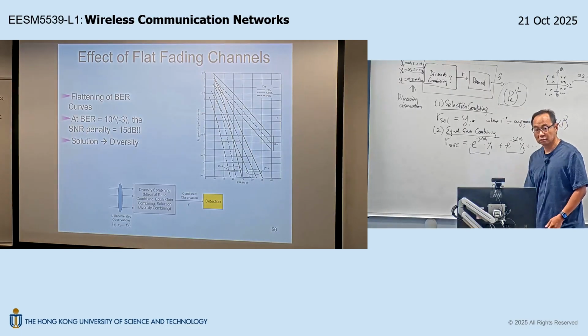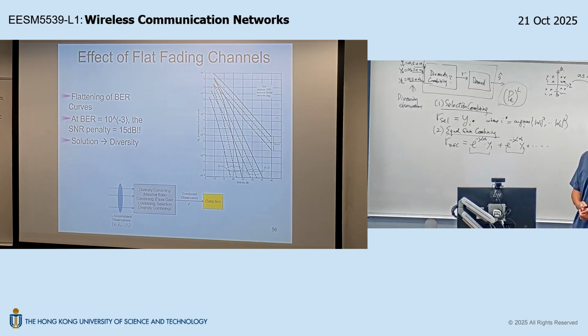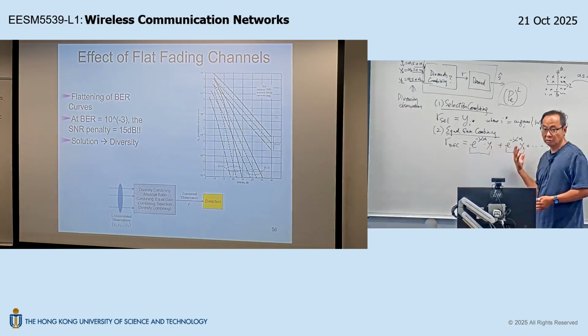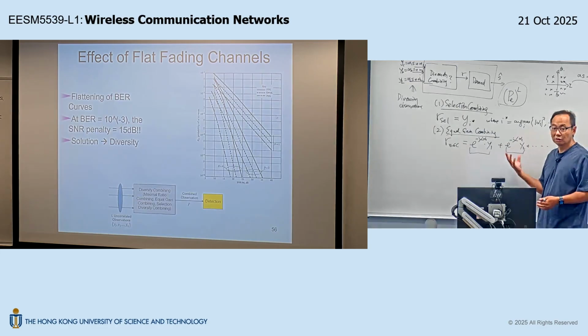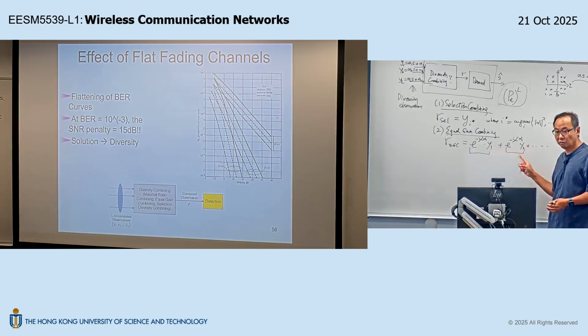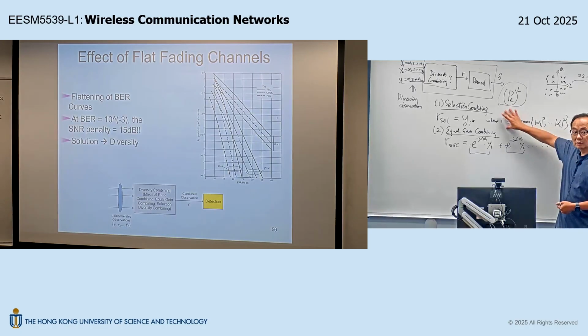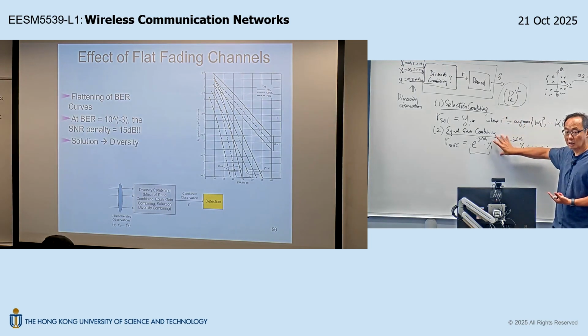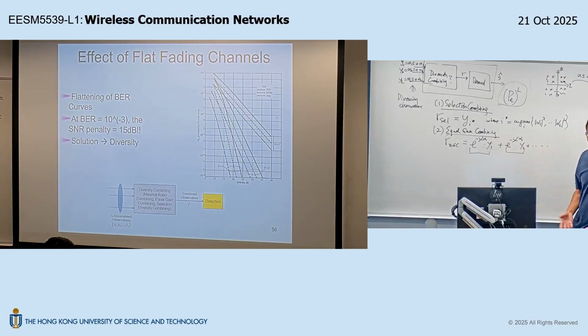But then let's continue the discussion. Can we do better than this? Or what's wrong with this? Now here you're adding up all the contributions, right? But you ignore the fact that different observations have different reliability, right? The first scheme, selection combining, recognized that different observations have different reliability, so it makes use of that. But the second combining scheme ignores the fact that different observations have different reliability.